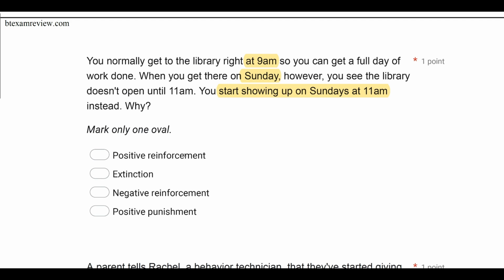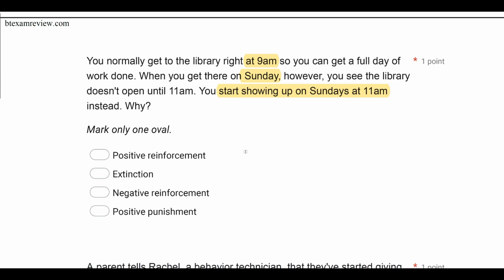Well, A, positive reinforcement. It's a little tricky because the 9 a.m. behavior is on extinction on Sunday, but extinction is going to decrease the behavior. So if the question said, why did you stop showing up on Sundays at 9 a.m.? Extinction might be a pretty good answer. But the question is asking, why did you start doing something? Why are you now showing up at 11 a.m. on Sundays? Well, that's due to the positive reinforcement of the library actually being open.